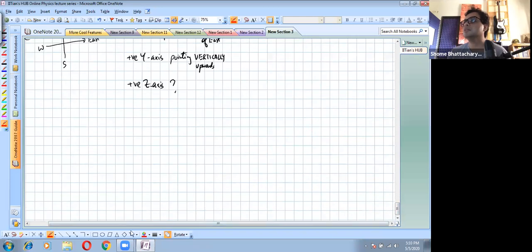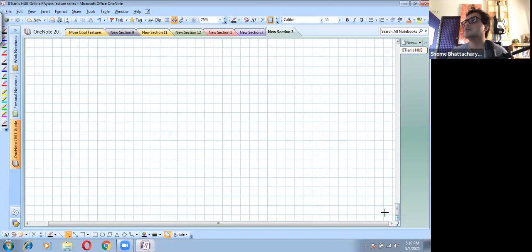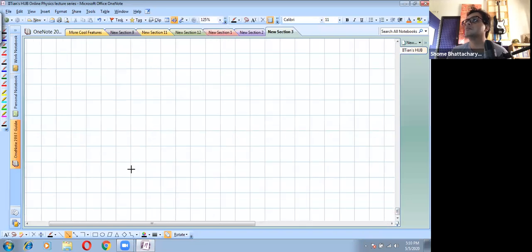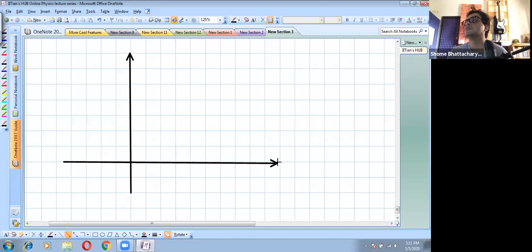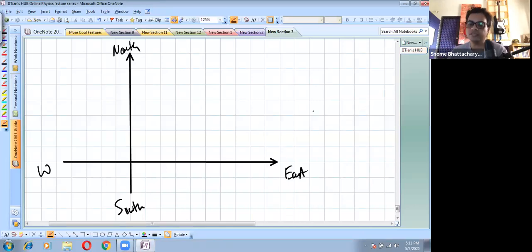So in the third part, I'll redraw it. This is my east, this is my north, this is my west, and this is my south. Okay. Now in this, gravity, or the vertically downward direction, is going into the plane. It's like you're looking at the floor, a horizontal surface, which has north, south, east, west. So this is a horizontal plane. In this horizontal plane, that is the plane of the sheet over here.